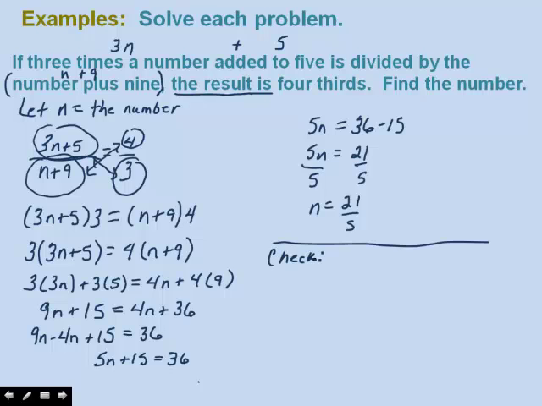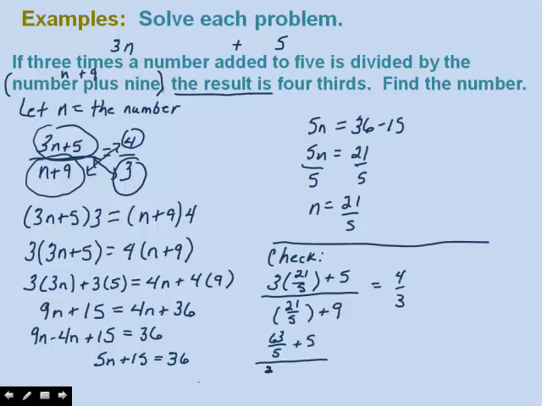Now let's check our answer. And remember, first of all, since we started out with a rational equation, we have to check and make sure that this solution doesn't give us 0 in one of our denominators. So we're going back to our original equation and substituting the 21/5 for the n. So here, since we have 3 times a fraction, we're just multiplying the 3 times the numerator of that fraction. That's going to give us 63/5 plus 5 on the top, and we have 21/5 plus 9 on the bottom.